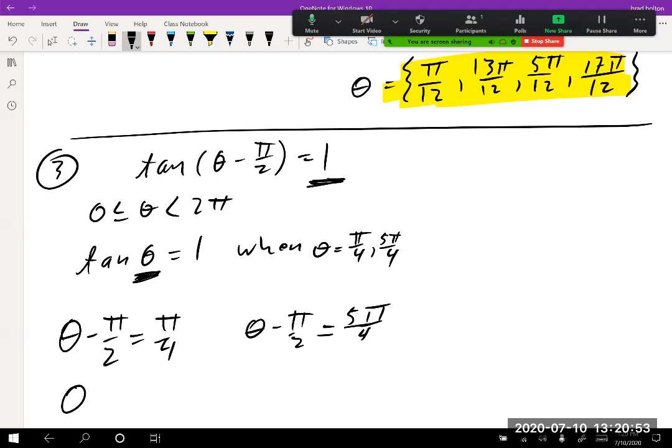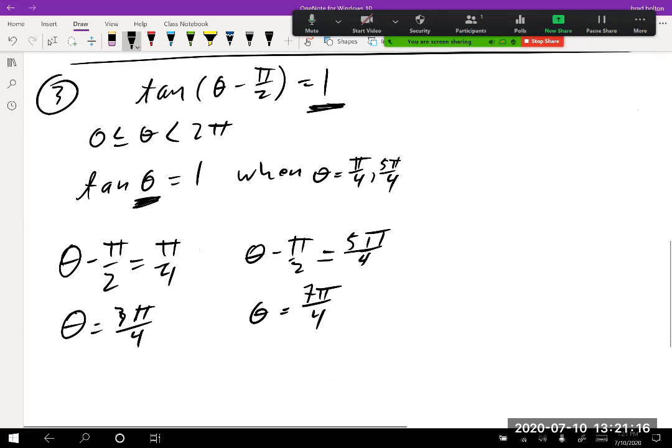So that's all I do, and I get theta equals, now that would be 2 pi over 4 plus pi over 4, so that'd be 3 pi over 4. And this would be theta equals, let's see here, add pi halves, geez, my mind just froze right now. 2 pi over 4 plus 5 pi over 4 is 7 pi over 4. So then my solution set for theta is 3 pi over 4, comma 7 pi over 4.